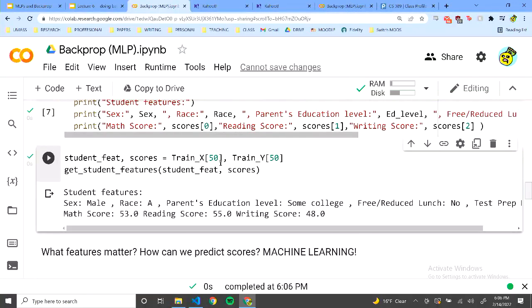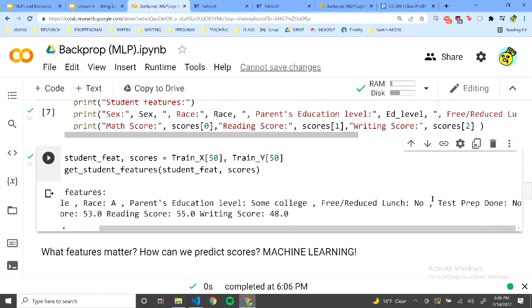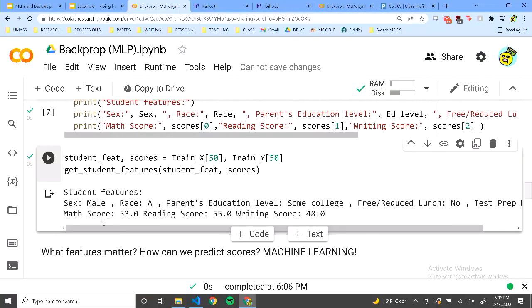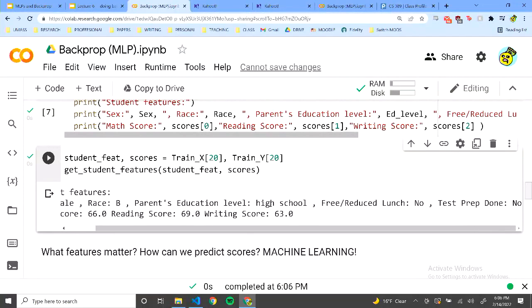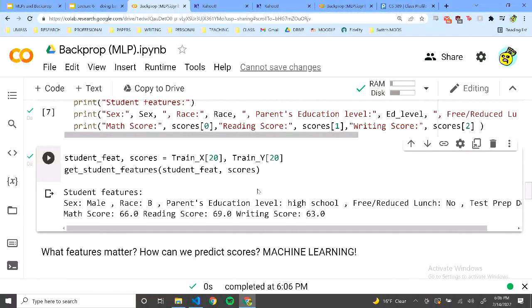So if we look at student 50, they are a male of race A. They obscure the races for the sake of the data set. They had some college in their parents. They do not get free or reduced lunch, and they did not do test prep. And they got a math score of 53, reading of 55, and a writing of 48. So that's an example of a data point. If we just want to feed in a random one, so let's say that we have the 20th. They're now a male of race B with high school education, no free lunch, and that. So you can see that each one of these data points has its own unique identifiers.